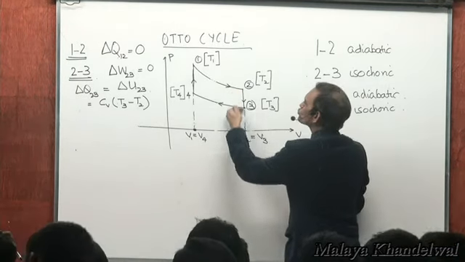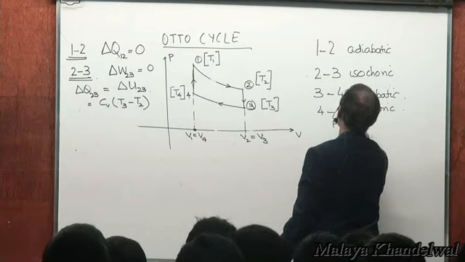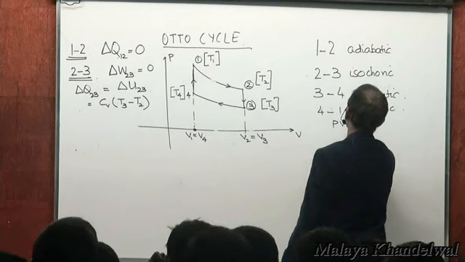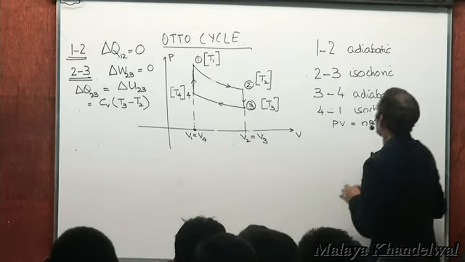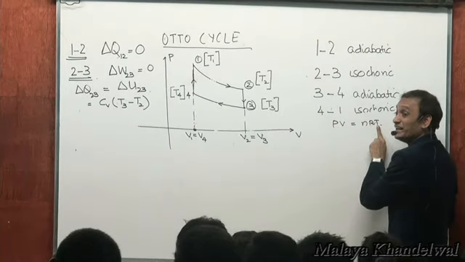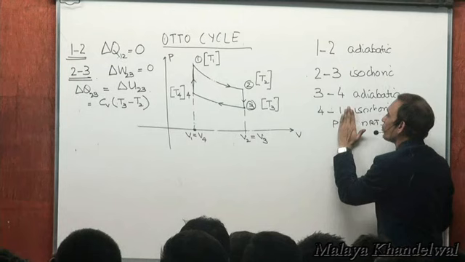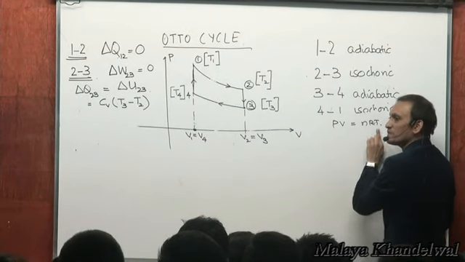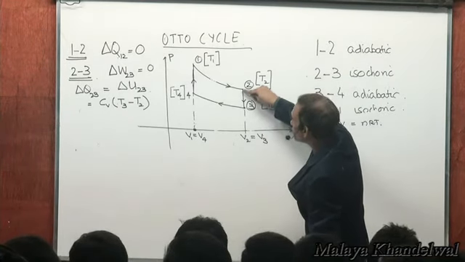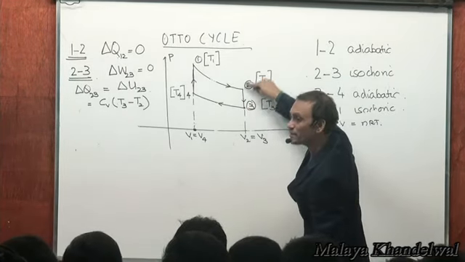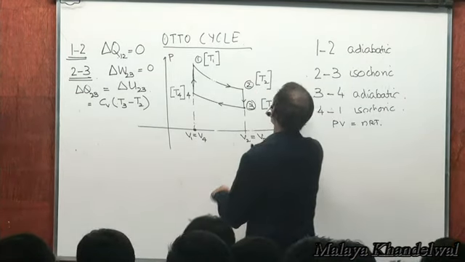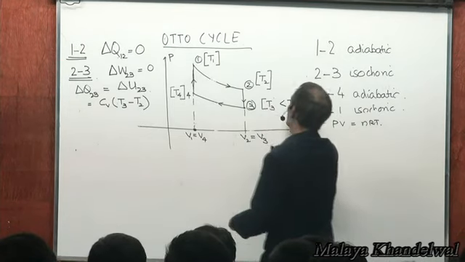that when I go from 2 to 3, look at this, PV equal to nRT. Now, when V is constant and pressure decreases, temperature will decrease, isn't it? At constant volume, if you decrease the pressure, the temperature will decrease. So T3 will be less than T2. Yes or no?